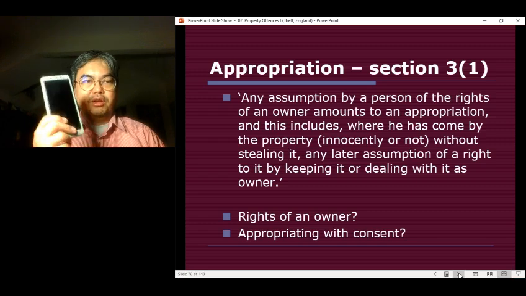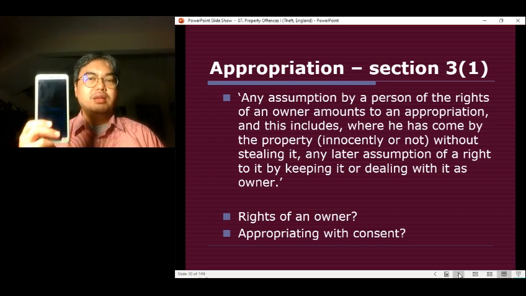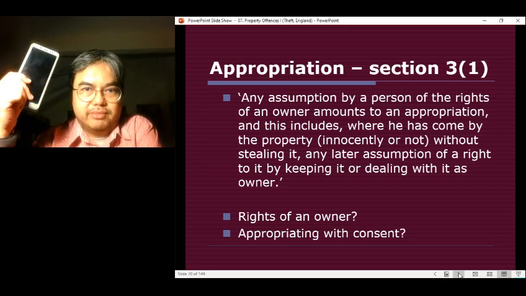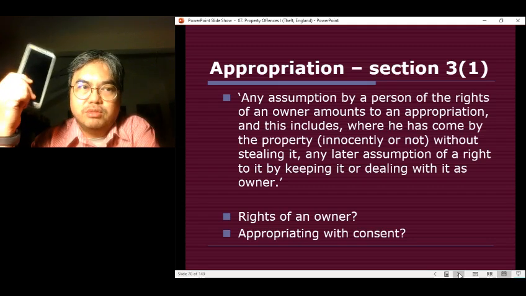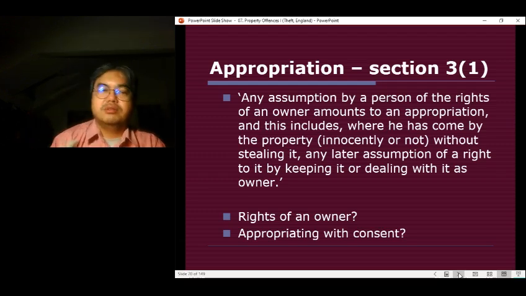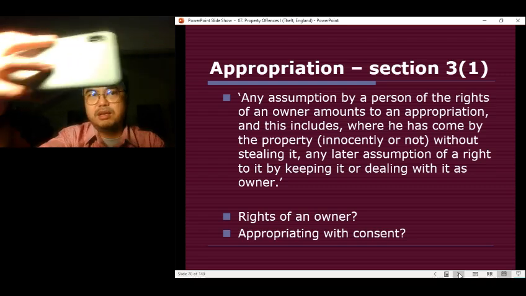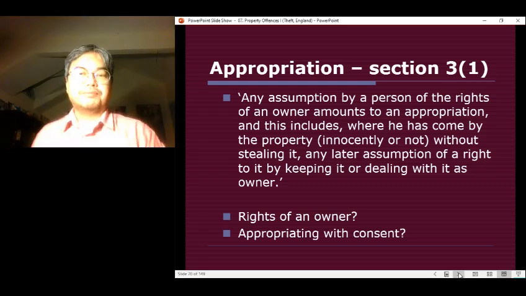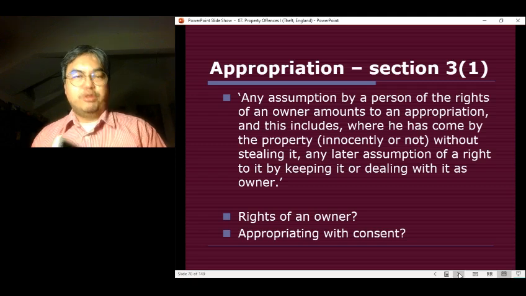Property belonging to me, I'm the owner. What rights do I have over this? I have the right to use it. Obviously, I have the right to use it. I have the right to take a photo, take a selfie. Take a photo of you. So what else? I have the right to use it.